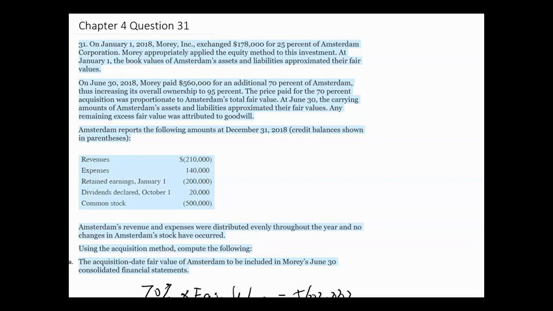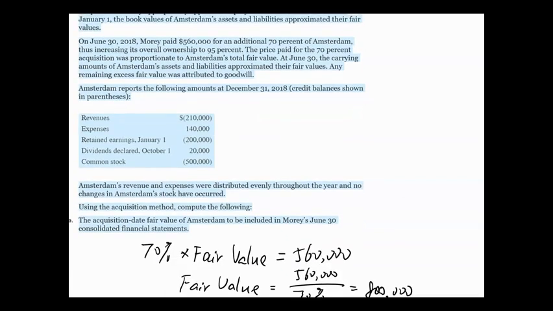Amsterdam reported the following amounts at December 31st, 2018. Credit balances are shown in parentheses. Okay, so we have the subsidiary company's total revenue and expense over the year, and also the beginning retained earnings, and also note that on October 1st they declared and paid dividends, and also we know the common stock of the subsidiary company. Amsterdam's revenue and expense were distributed evenly throughout the year, and no change in Amsterdam stock ever occurred. Using the acquisition method, compute the following.